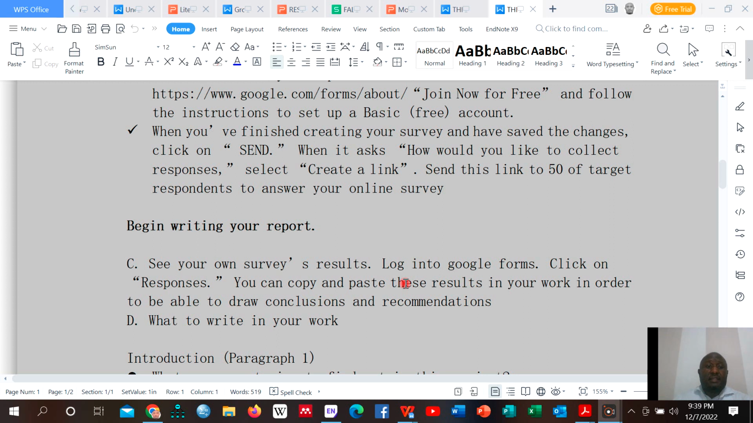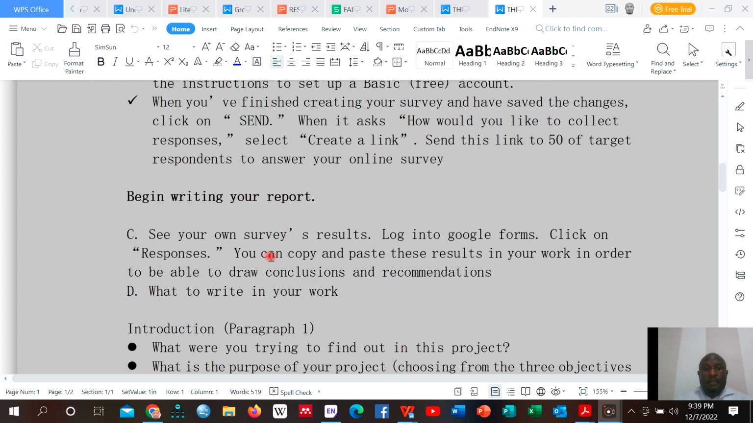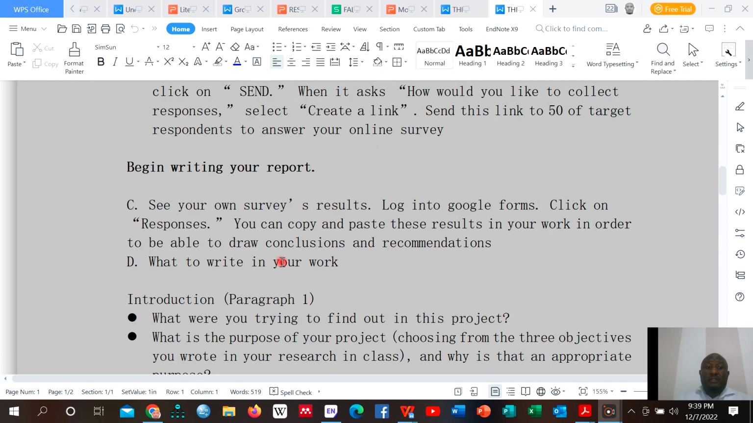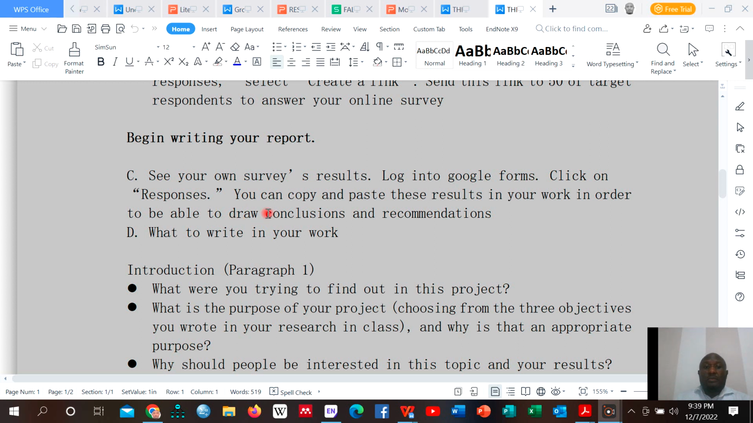Now, once that is done and you have your data, you are going to write a report. The report is going to show your survey's results. When you log into Google Forms and you click responses, you will be able to see your results. Once you have these results, you copy and paste them into your Microsoft Word document. I will be demonstrating this in my next video, so that you are able to write and draw conclusions and recommendations on what is coming out of the data.